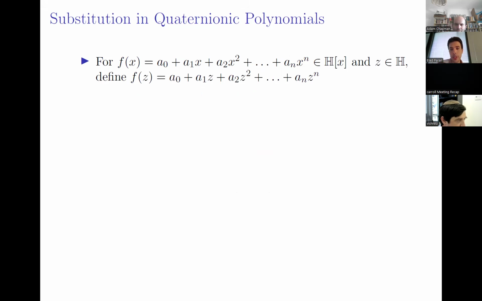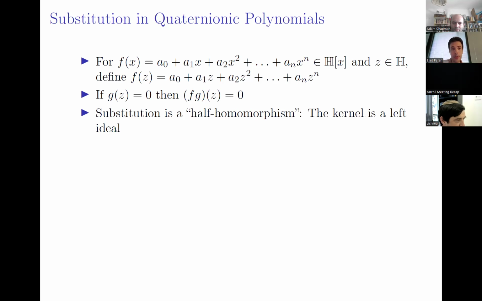Now, if you have such a polynomial and you have a quaternion z, then you can simply plug it in, you can substitute, and you get some quaternion. But here you have to be a bit careful, and you need to note that substitution is not a homomorphism. It is true that if, say, g vanishes at z, then also fg vanishes at z for any f, but the converse need not be true. Substitution is only a half homomorphism, meaning that the kernel is only a left ideal in general.